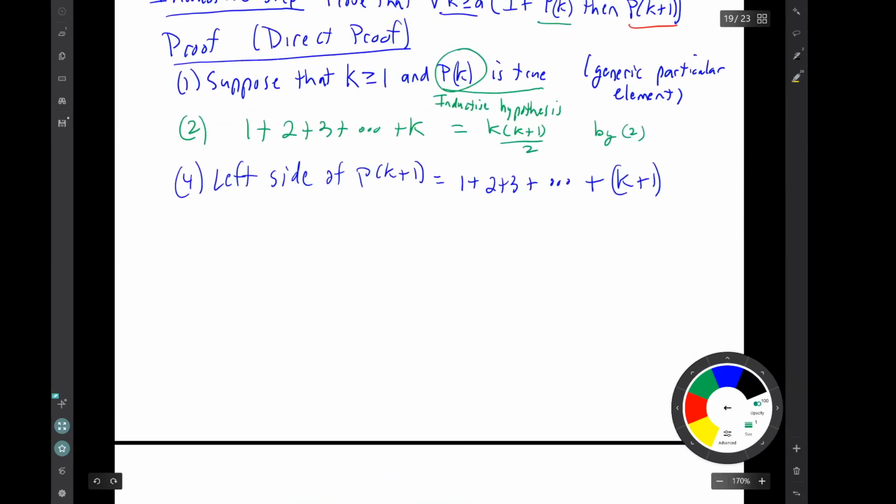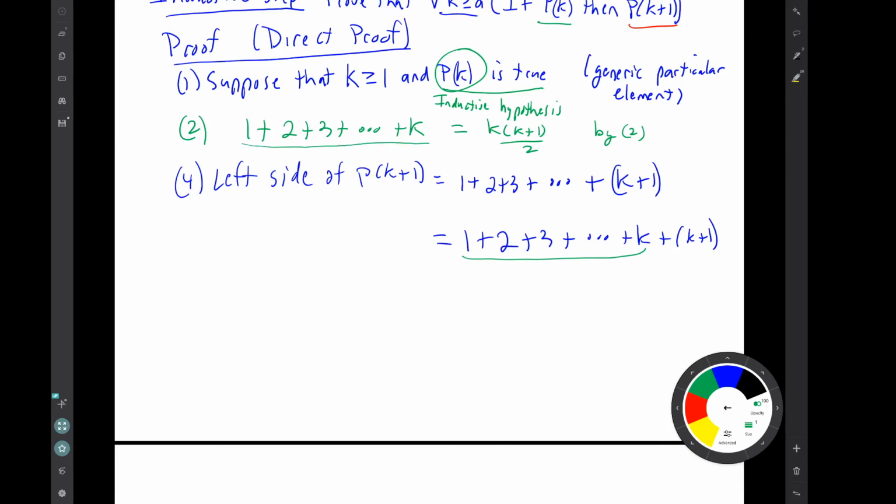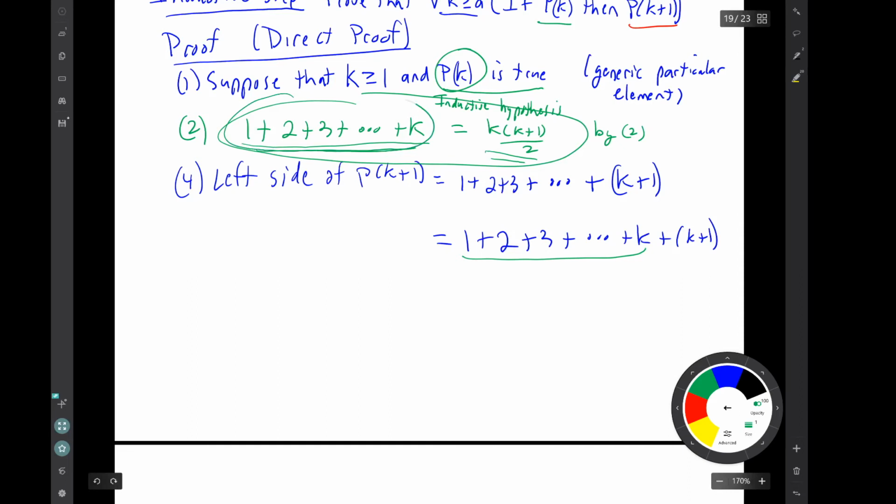Now I'm going to do a trick here. I'm going to unhide one term. You see that this term was hidden in that ellipsis. The reason for doing that is you recognize that this stuff is the left side of p(k). But p(k) is true. That equation is true. So that left side, this stuff, equals this stuff. So p(k) tells us that whenever we see one of these things, we can replace it with one of these things. So I'm going to do that in the next line.